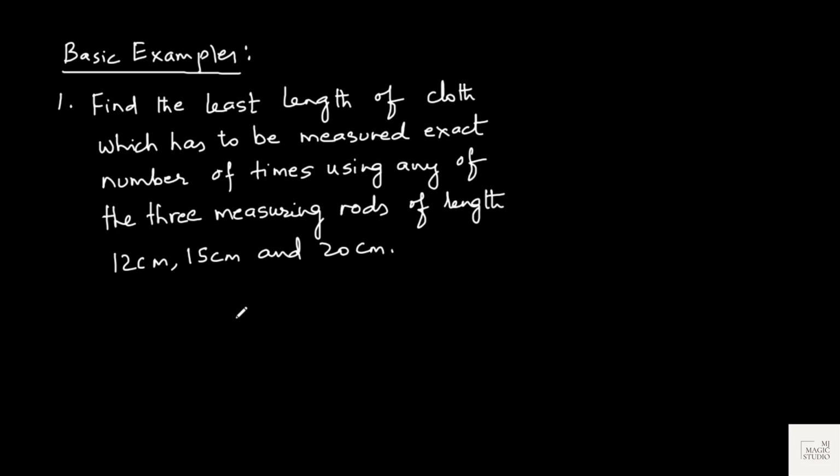Find the least length of the cloth which can be measured an exact number of times using any of the three measuring rods of length 12 centimeter, 15 centimeter and 20 centimeter. We have three measuring rods. These are the lengths and we just need to find the smallest, the least length of cloth which can be measured with these three using it n number of times, whatever it is.